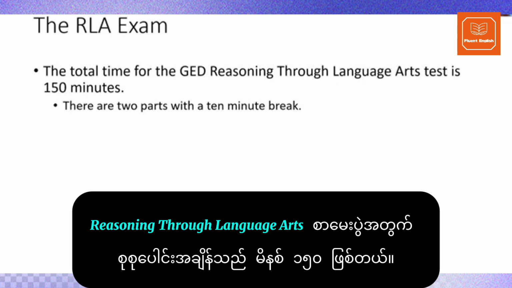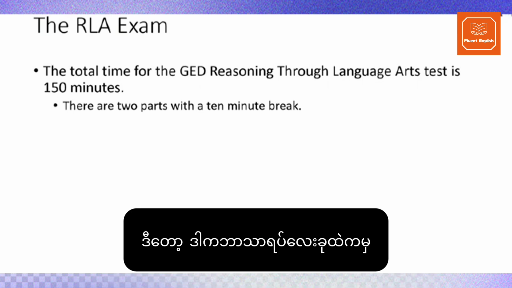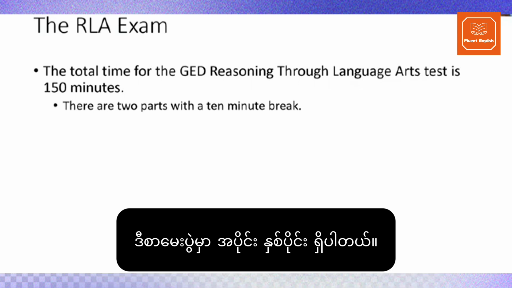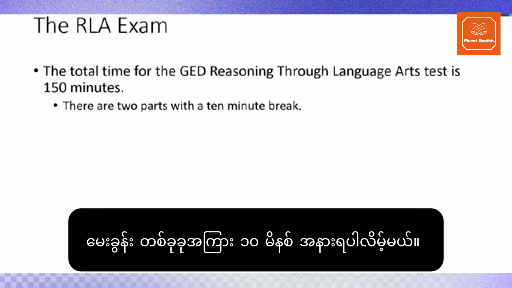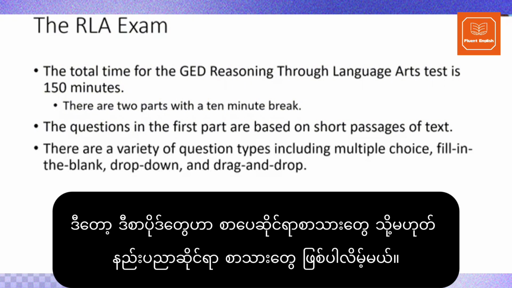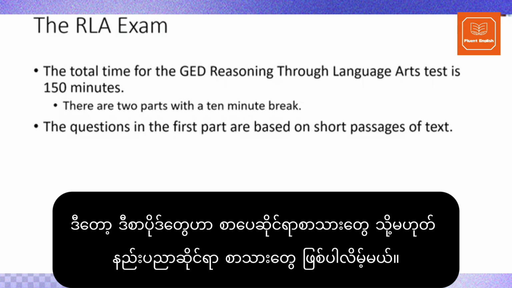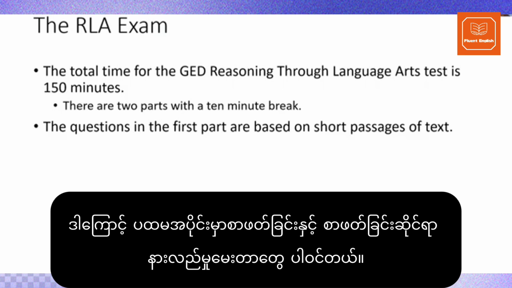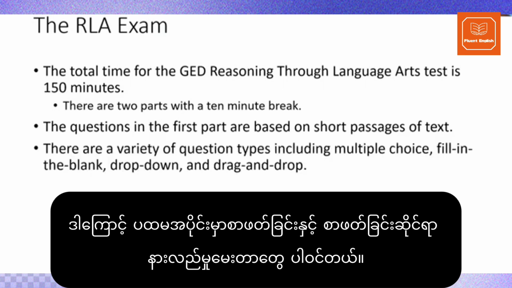The total time for the Reasoning Through Language Arts test is 150 minutes. So this, out of the 4 subjects, out of social studies, math, science, and RLA is the longest of the 4 GED tests. So there are 2 parts to the test, and you will have a 10-minute break in between the 2 parts. Now, the first part is going to be based on short passages of text. So these texts are going to be either literary or they're going to be technical texts. We'll get into that in a moment. So the first part is going to include a lot of reading and reading comprehension.